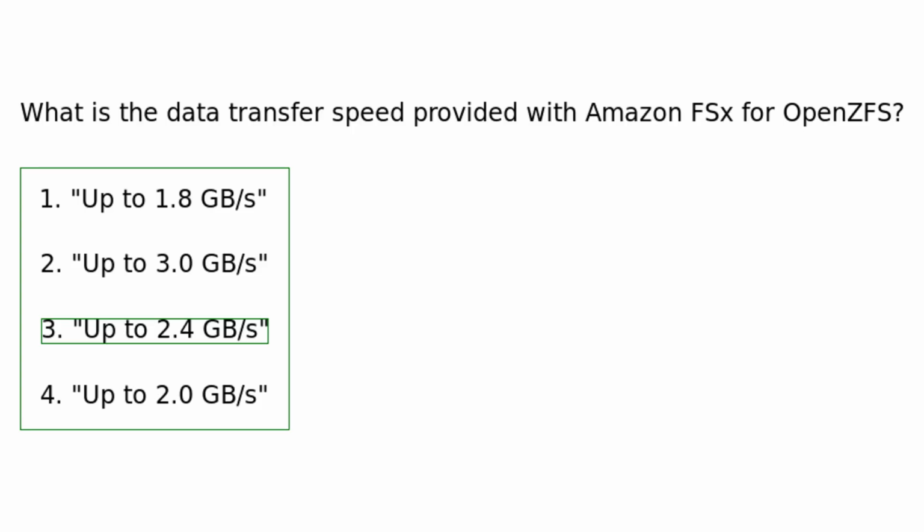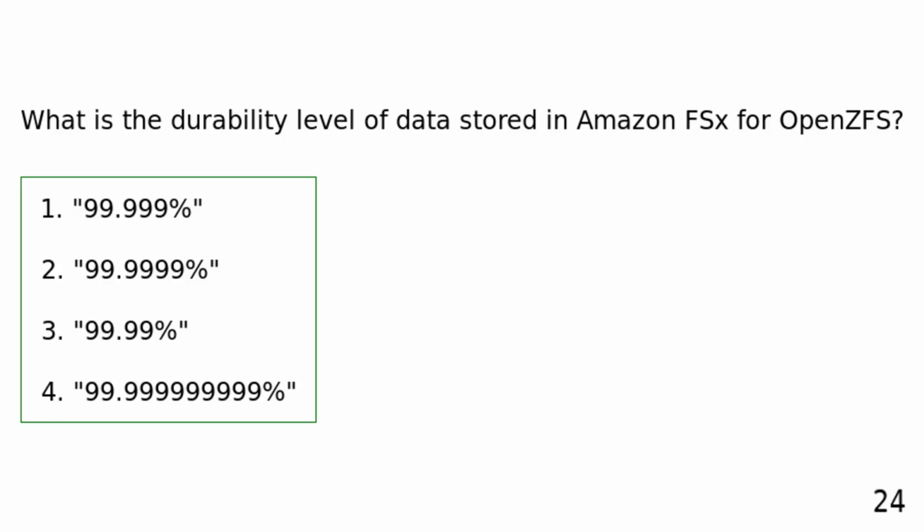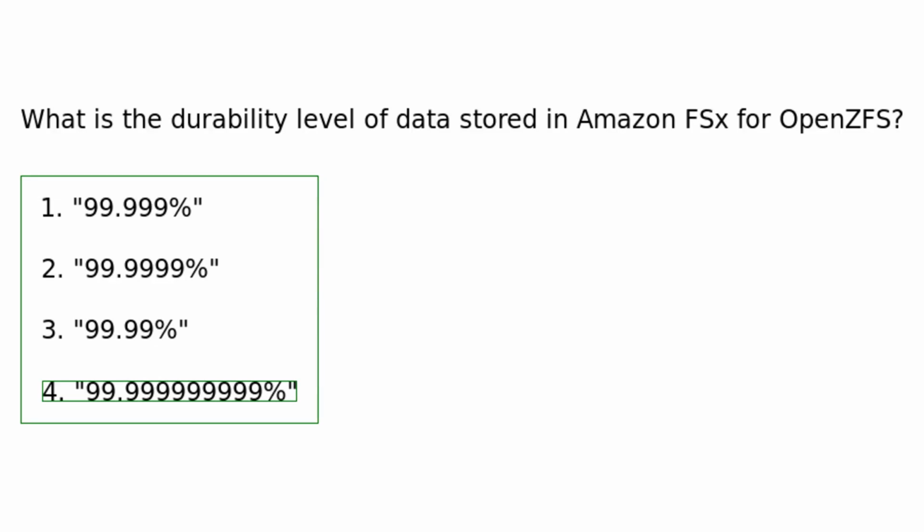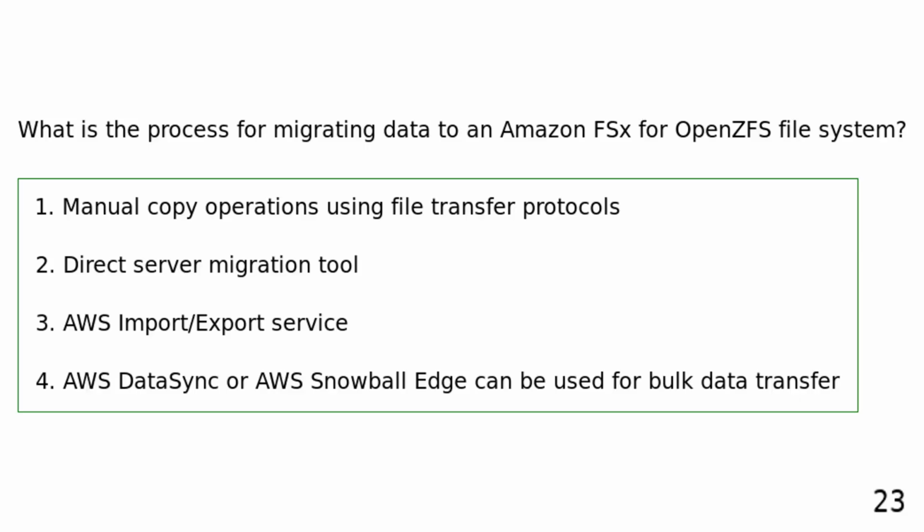What is the durability level of data stored in Amazon FSx for OpenZFS? 99.999%. 99.9999%. 99.99%. 99.999999999%. Data stored in Amazon FSx for OpenZFS is designed for durability with a durability level of 99.999999999%.